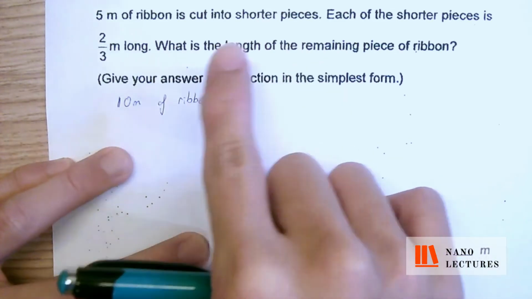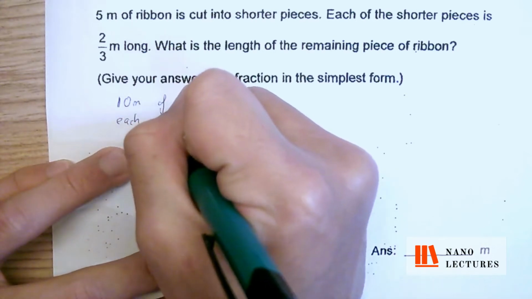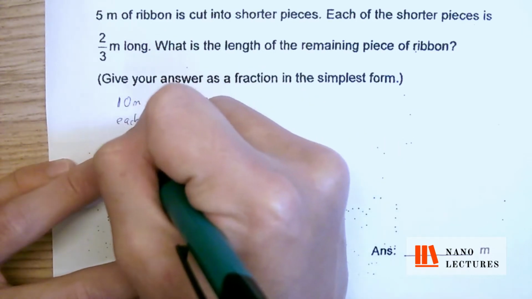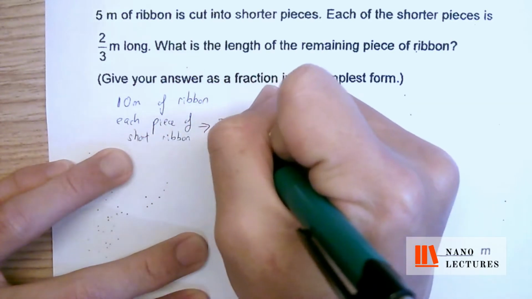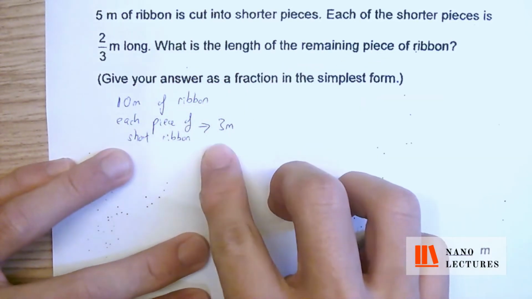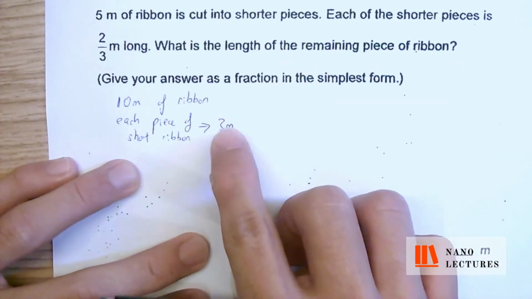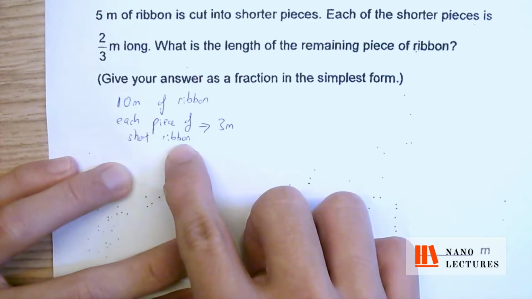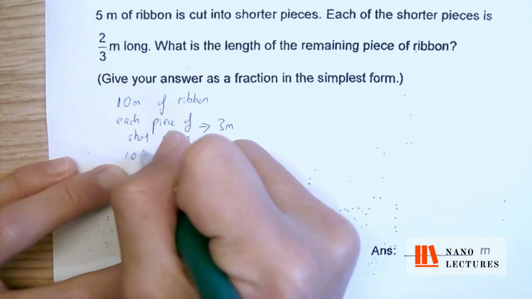I say that I cut it into shorter pieces, and each piece of short ribbon is 3 meters. Then I'm going to ask you the same question. What is the length of the remaining piece of ribbon? In order to do this, I have to find out how many 3 meter ribbons I can cut from 10 meters of ribbon. So I just have to take 10 divided by 3.